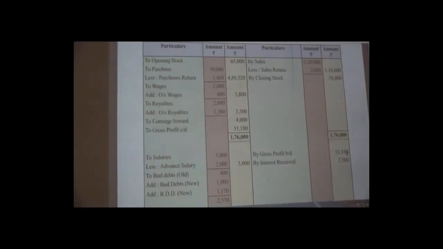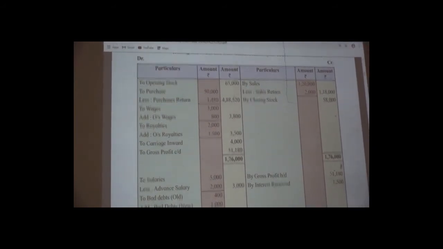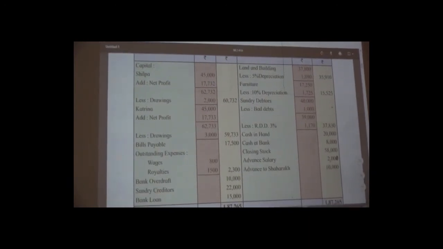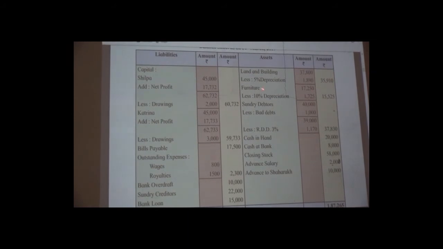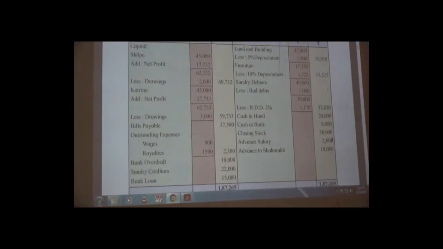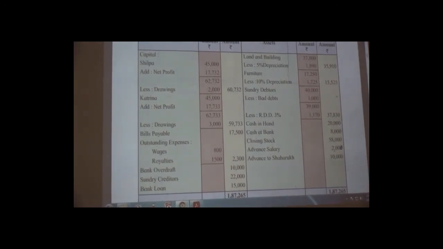See the debit side, our first item is land and building. Now, land and building is the fixed asset of the business. So fixed assets are shown on asset side. That's why, see here, this is the solution, this is the balance sheet. For solving the partnership final account, we require three formats. First, trading account. Second, profit and loss account, and last one is the balance sheet.